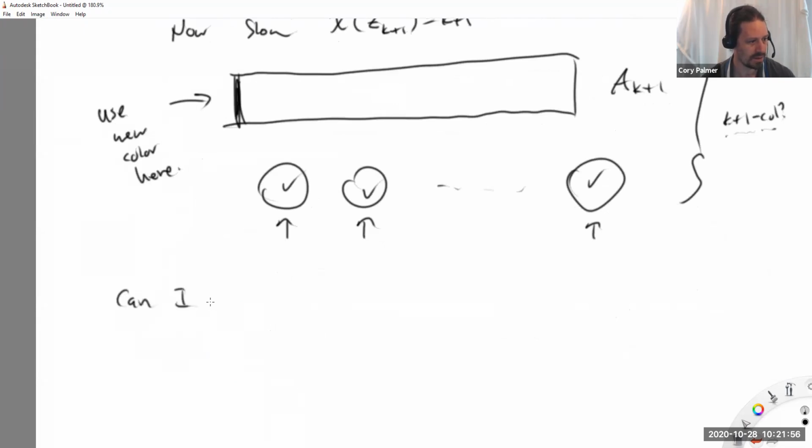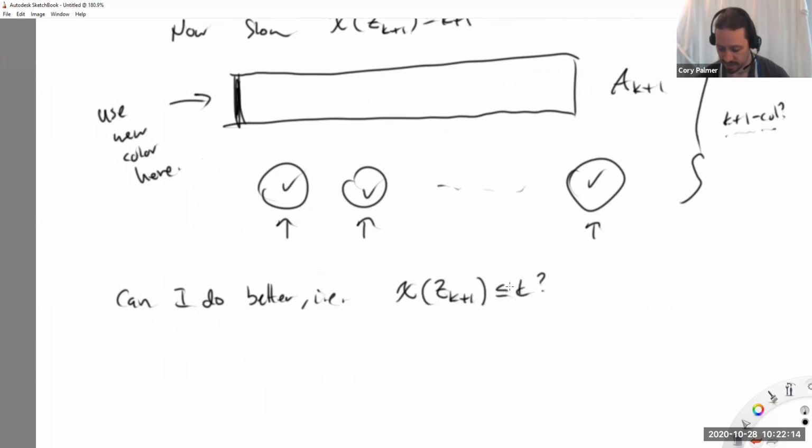So can I do better? In other words, I'm asking the question if the chromatic number of Z_{k+1} is, well, let's say is at most k. I want to rule this out. I want to say that I can't use k colors. So suppose I can get away with using k colors. Then here's what I want to do.